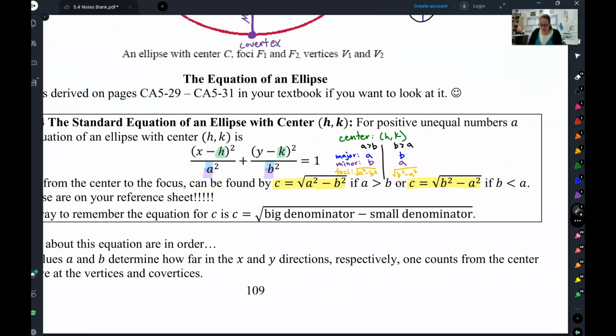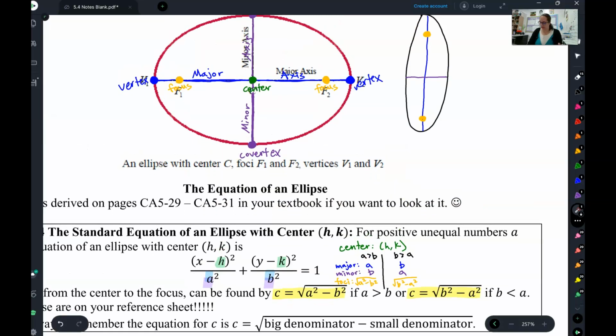And that should be all the vocabulary we need to graph an ellipse. So in the next video, we'll actually go through and practice using all this vocabulary from an equation to graph all of these things.